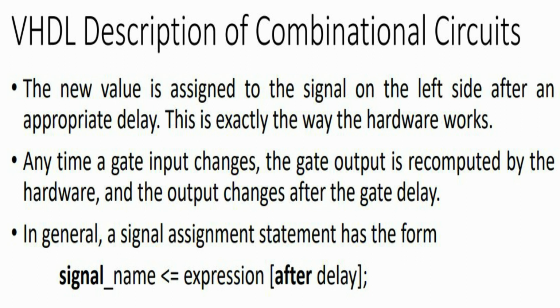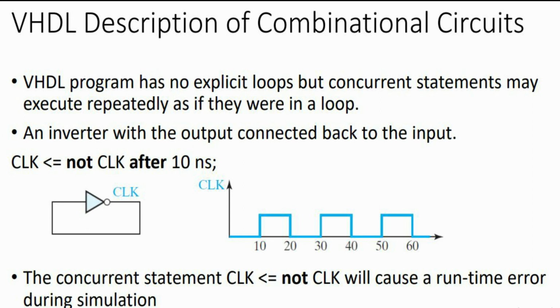The VHDL program has no explicit loops, but concurrent statements may execute repeatedly as if they were in a loop. An inverter with the output connected back to the input is as shown. Suppose we have a clock value 0 initially, but when it is fed back again as an input to a NOT gate, the value becomes 1. After 10 nanoseconds, again the input is going to the NOT gate, which will convert the value to 0.